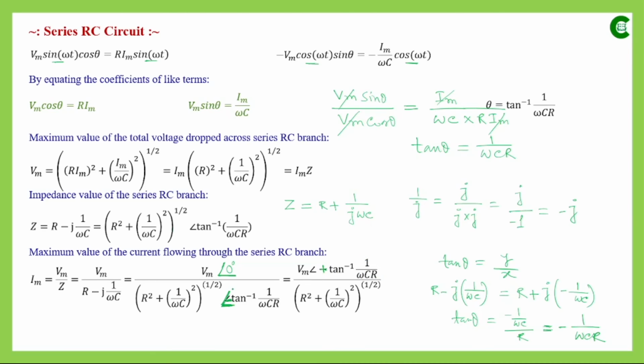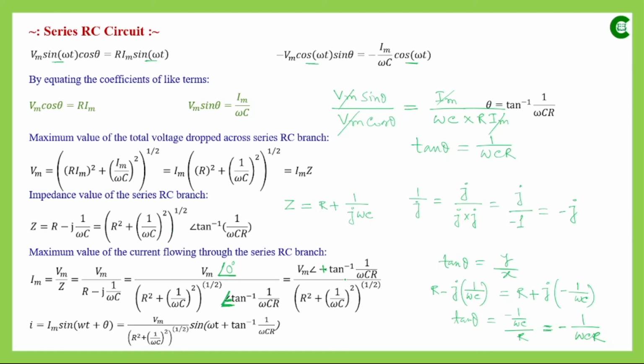So here in the expression of maximum current, the angle value wise is tan inverse 1 by omega CR, and it has a positive value. That means the maximum current is leading the maximum voltage by this angle. That means this is the phase difference between current and voltage, and that we have already seen previously, that the current leads the corresponding voltage in case of capacitive circuit.